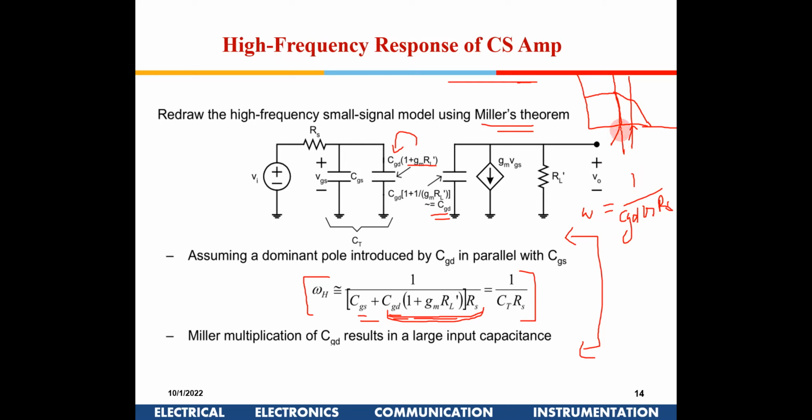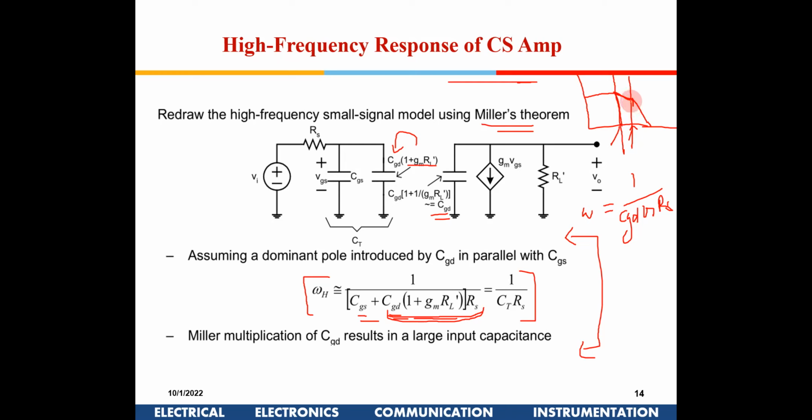Okay, this will be that frequency. When I reach that particular frequency, the gain will be 1 by 2. The power gain will be 1 by 2. Okay, and from there onwards, 20 dB per decade, the gain will start dropping.